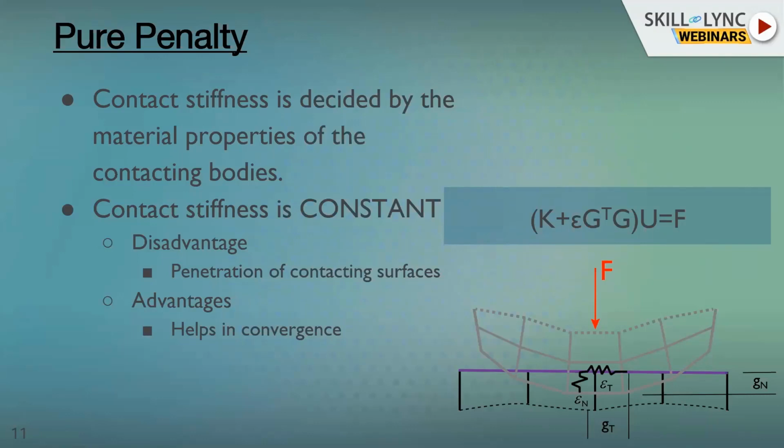The advantage of this particular method is that, although it can give rise to some kind of penetration in the body, it helps in the convergence because it's a simple method. We have the stiffness, it is modeled as a spring, and we have this penetration. It's easy. It can easily calculate the stiffness multiplied by the penetration, and it can easily calculate the contact force. Helps in the convergence.